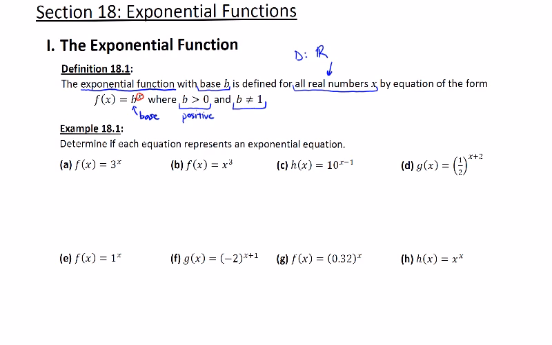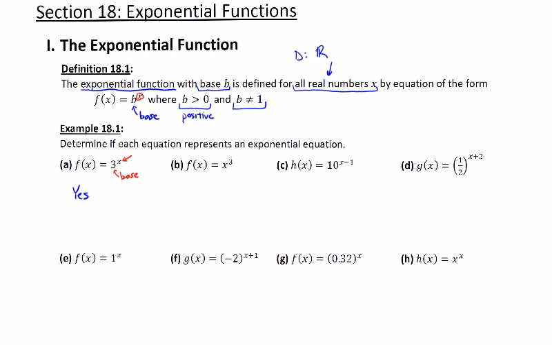So let's see. Part A, f of x equals 3 raised to the x. So certainly we have the variable in the exponent, and then our base is going to be 3. 3 would be positive, and it's also not 1. So I'm going to say yes, this does qualify as being an exponential equation.